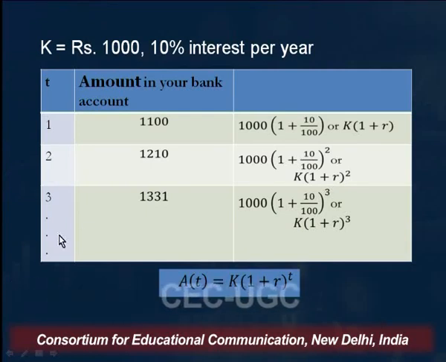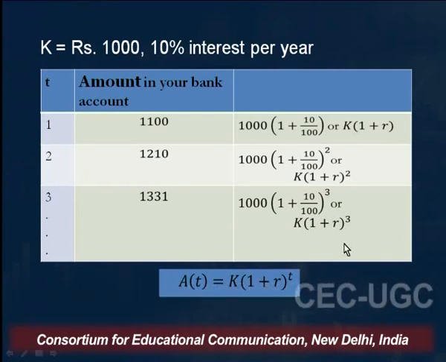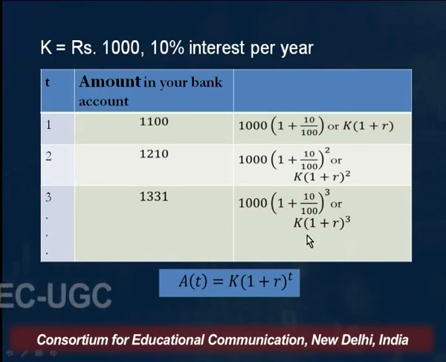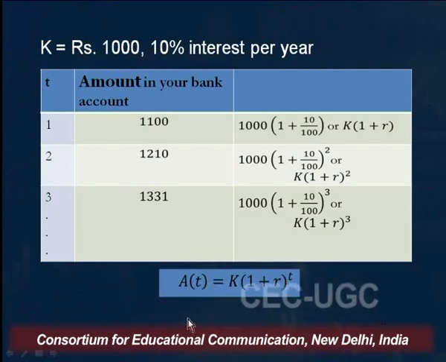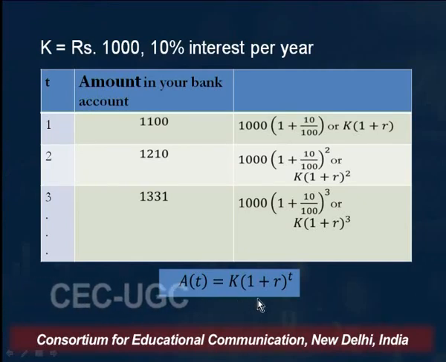And then for period 3 you will get the general expression for the amount in period 3 as k times (1 plus r) the whole cubed. In general, we can write the amount in any time period t as k, the principal, times (1 plus r) to the power t.